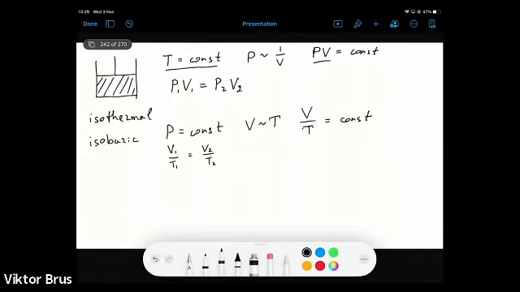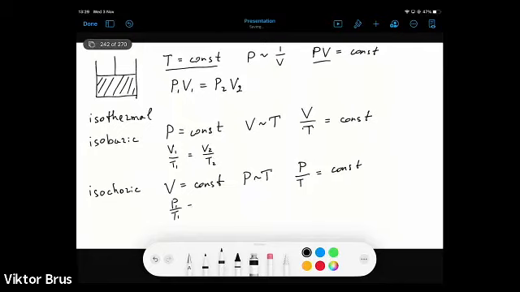One more process remains, and that is the isochoric process, a process with constant volume. Here we have volume as the constant parameter, and in this case pressure is proportional to temperature. Similar to the isobaric process, just instead of volume we now operate with pressure. We have pressure over temperature is constant, and P1 over T1 is equal to P2 over T2.